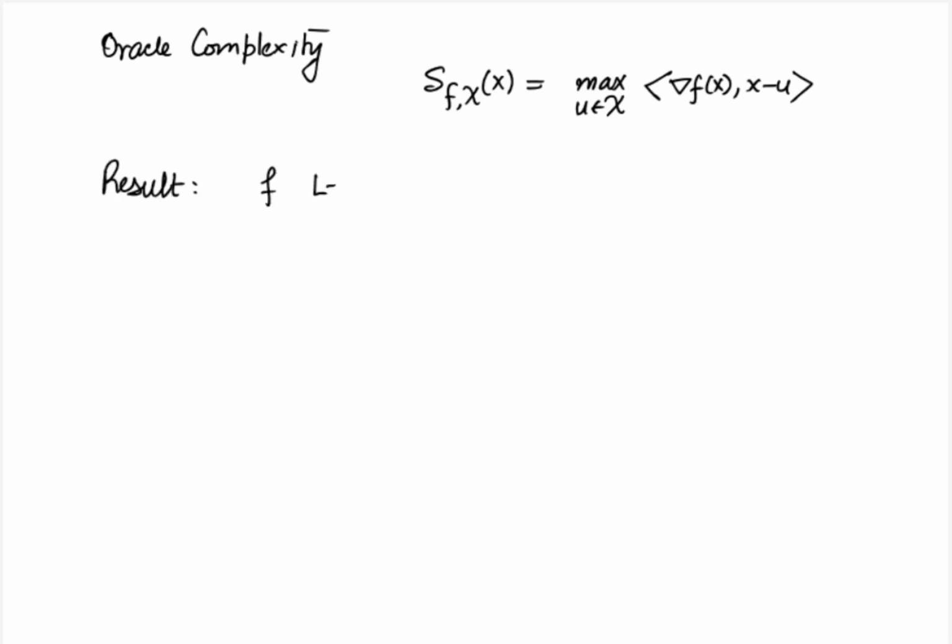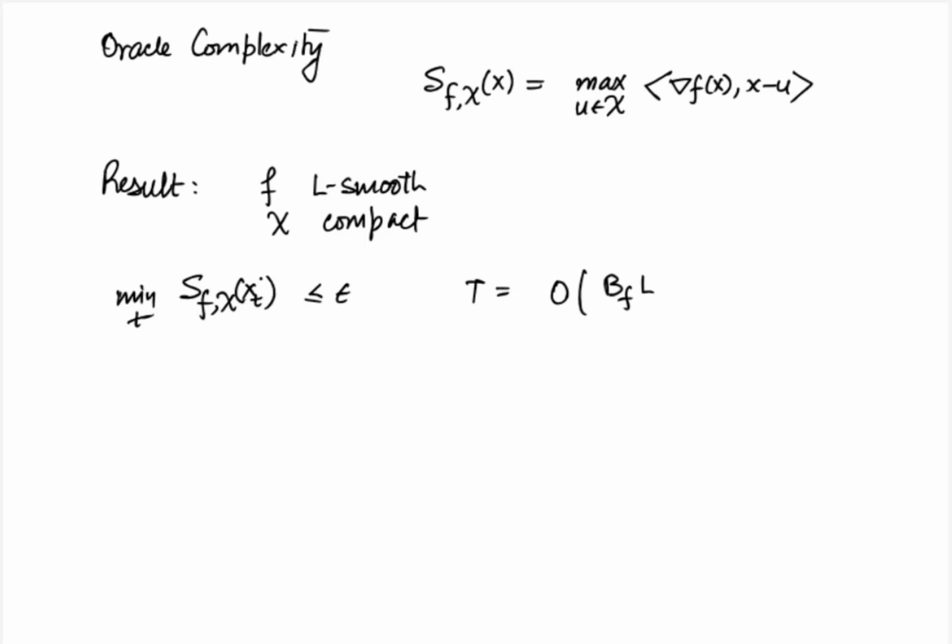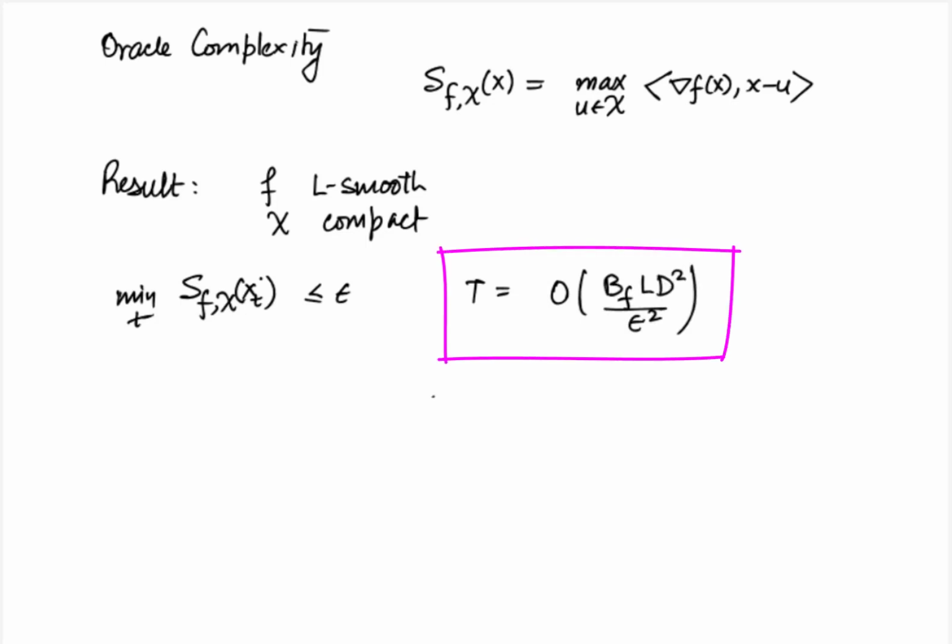Instead, we use the conditional gradient divergence as defined earlier, which is given by S of x equal to max over u in calligraphic X of the inner product of gradient f of x comma x minus u. We will establish the following result for smooth function f and compact set calligraphic X. The number of iterations required to ensure that the minimum of S of x_t over all t from 1 to capital T is less than or equal to epsilon is given by T equal to order B_f into L D squared divided by epsilon squared, for epsilon dependent step size eta equal to epsilon by L D squared.